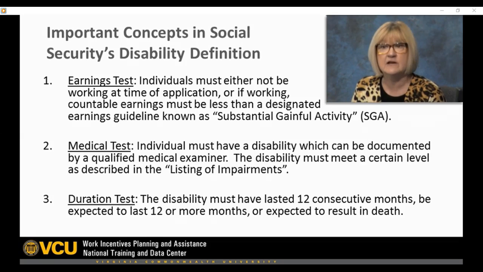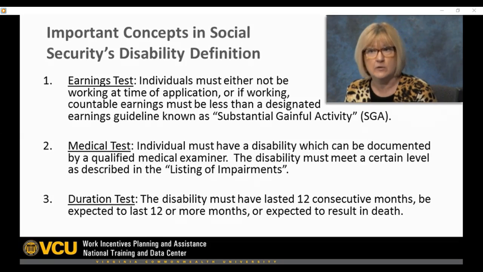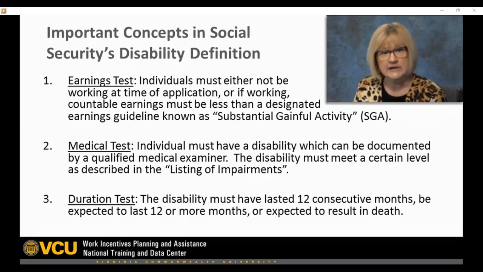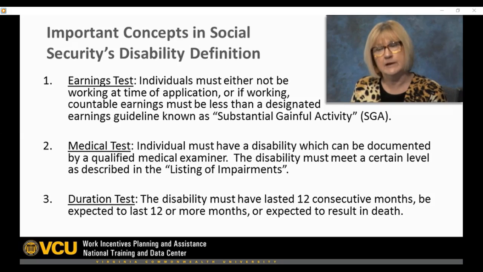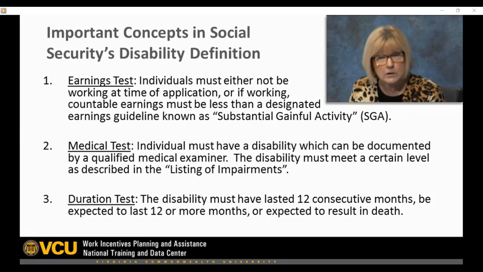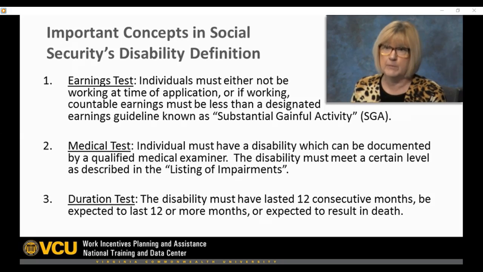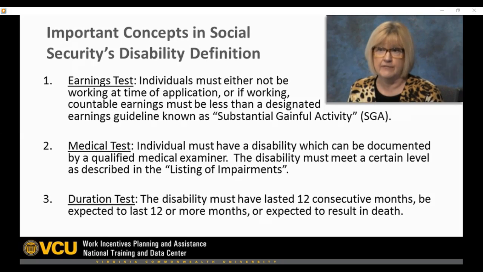So we have the earnings test, the first one, then the medical test. And then finally, there is the duration test. The disability has to have lasted, by the time you apply, already for 12 consecutive months, or be expected to last for 12 or more months, or be so severe that it might be expected to result in death. Now, you can see by putting these three criteria together, this is a very stringent definition of disability.